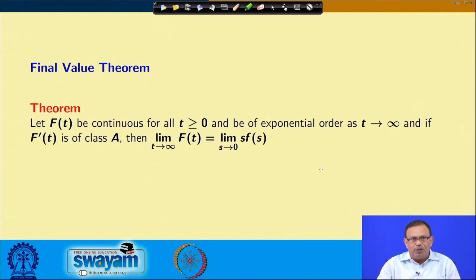Now, the final value theorem, this is just the opposite one. In the earlier cases you have seen t is approaching 0, s is approaching infinity. Here opposite thing comes. So, again let f t be a continuous function for all t greater than 0 and be of exponential order as t approaches infinity. And if f dash t is of class A, then limit t approaches infinity f t is equals limit s approaches 0 s f s. So, limit t approaches infinity f t is equals limit s approaches 0 s f s. So, let us see the proof of this one.